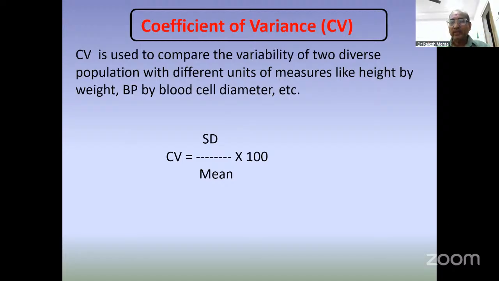If you compare SD to SD, you say you're right, this is more or less. But when you compare in terms of the denominator, in terms of this mean, whether this SD is more or not, at that time the coefficient of variance, in terms of mean how much SD there is in terms of percentage, is important when you compare the data. And usually people don't do this, but it should be done.